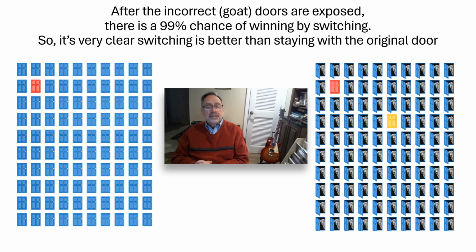Now let's see what happens when the doors get exposed. When the doors that have a goat behind them get exposed, we can see that there's one door that remains. That door now has a 99, not 98, but 99% chance of winning. All of the chances are in that one door now. Our door that we picked, the red door, has a 1% chance. So obviously switching to the yellow door is going to give us a 99% chance of winning, and it's to our advantage to switch. It's very clear.